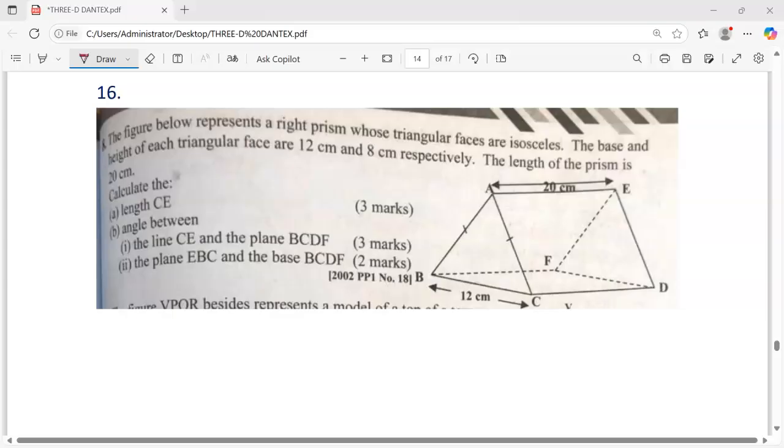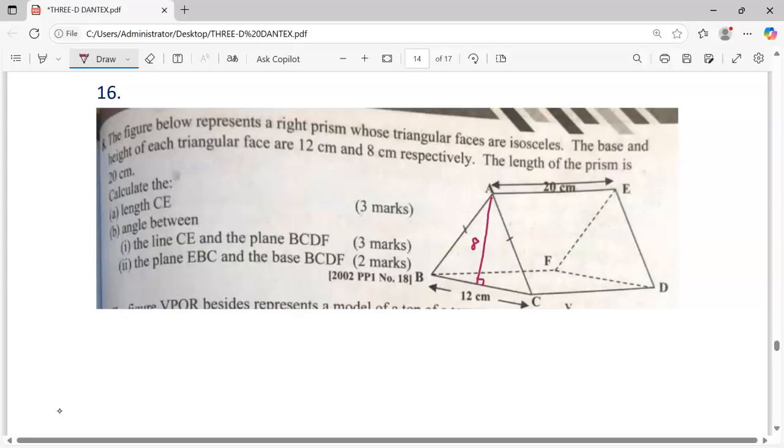We are presenting a question that was done in KCSE 2002 paper 1 question number 18, and the question reads: the figure below represents a right prism whose triangular faces are isosceles. The base and the height of the triangular face are 12 and 8 centimeters respectively. That means the height at this point is going to be 8 centimeters. The length of the prism is 20 centimeters. Calculate the length CE.